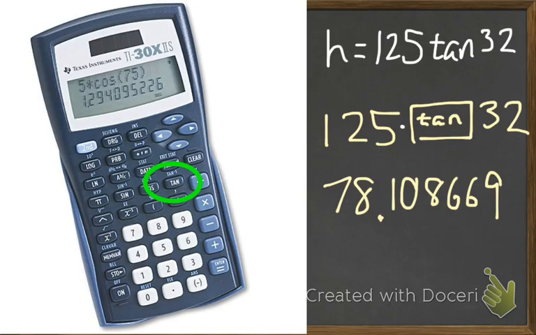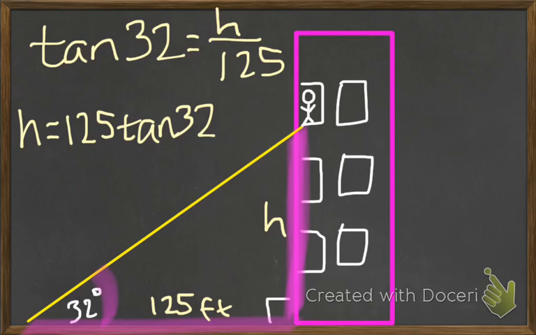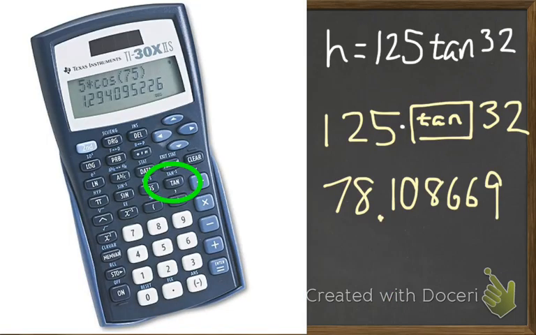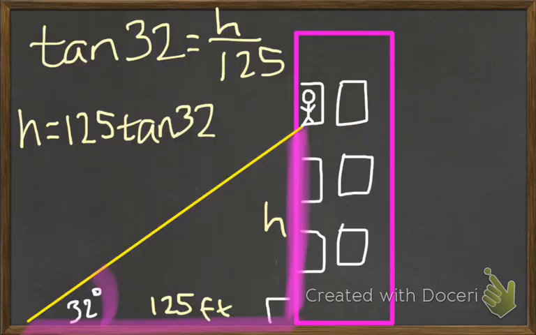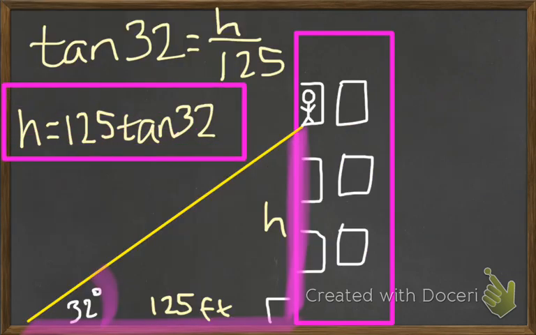Now, looking back at our picture, we solved for h. We got 125 tan 32, which means the height of the person in the window is 78.10 blah blah blah, about 78 feet. So your answer would be about 78 feet. If I ask for an exact answer, you would leave it in this form.